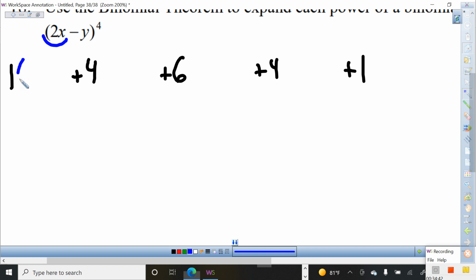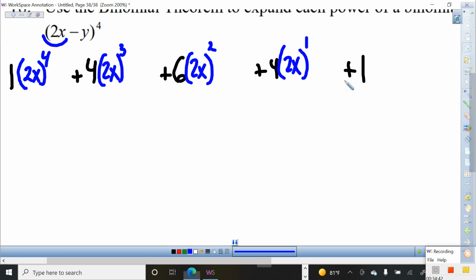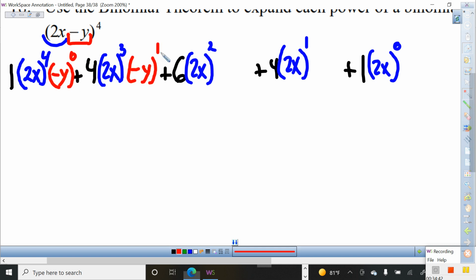2x, which means hopefully you did parentheses, (2x) to the 4th. Because if you just write 2x to the 4th, you're only going to leave the exponent on the variable. Careful with that. That means this is (2x) to the 3rd, (2x) to the 2nd, (2x) to the 1st, and (2x) to the 0. Which means my second term is negative y to the 0, negative y to the 1st, negative y to the 2nd, negative y to the 3rd, and negative y to the 4th.